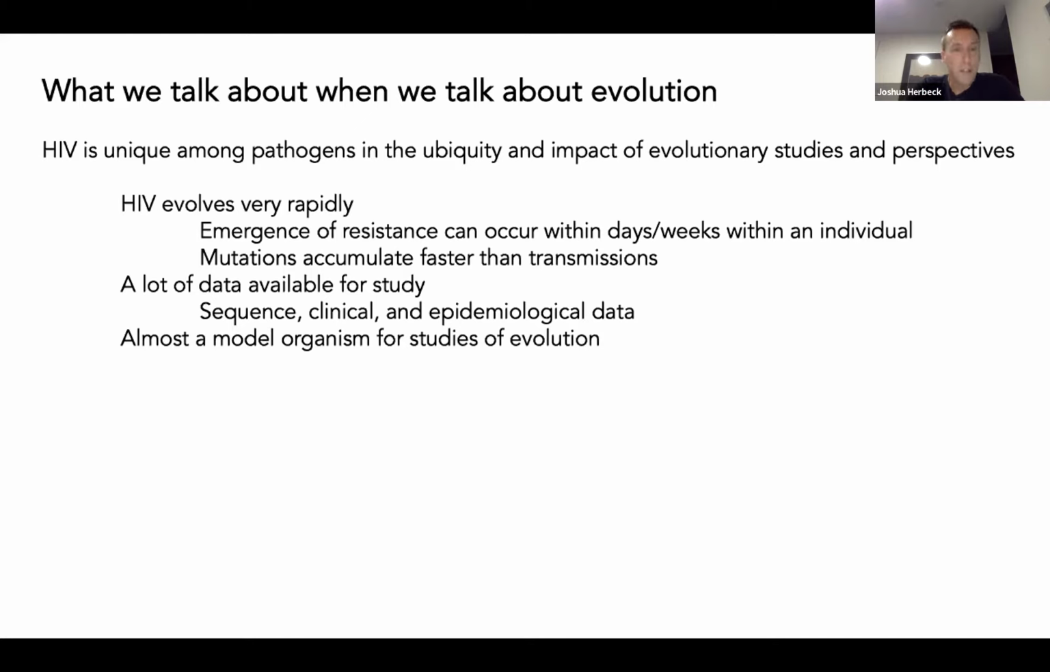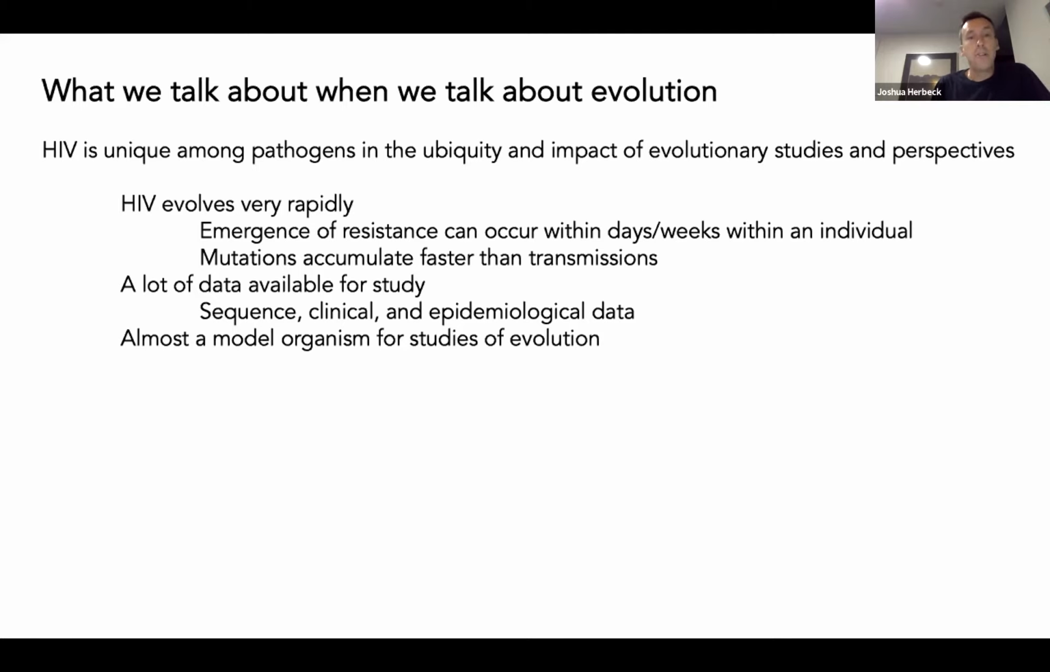And why this is, probably a few reasons. In my opinion, first of all, HIV evolves very rapidly. So there's a lot of information that we can use in terms of mutations. We see a lot. Let's just go through the slides. So we see that the emergence of resistance can occur within days or weeks within an individual. This is very important, studying how this evolution happens is really important for clinical practice.